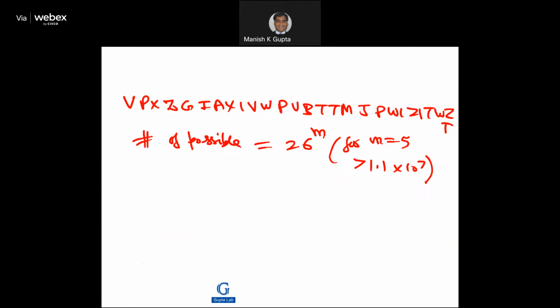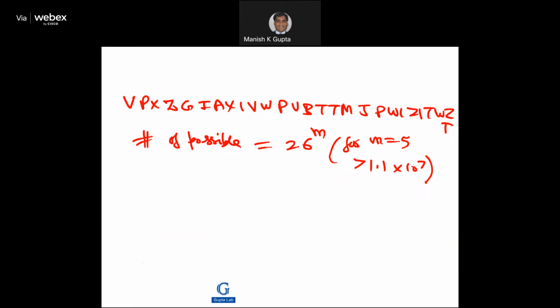The question is, how many possible keys are there? K1, K2, Km, each will have 26 choices. So 26 raised to power m, okay? And this number is large, because even for m equal to 5, this is more than 1.1 times 10 to the power 7, right?